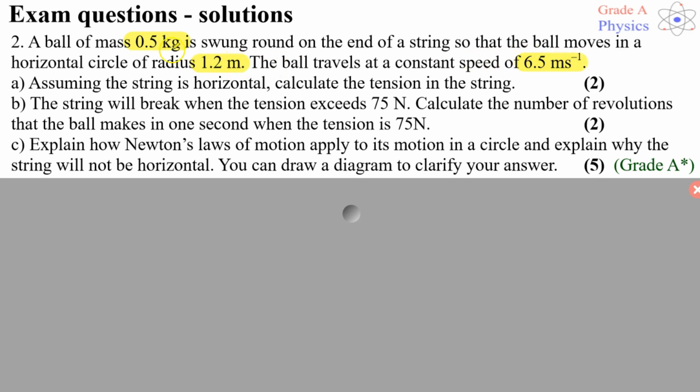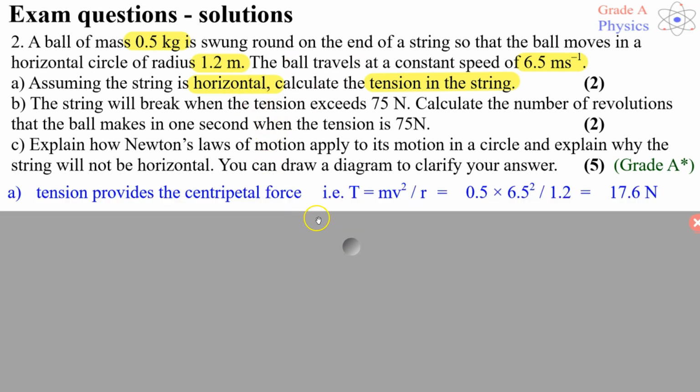We've got the velocity, we've got the radius, we've got the mass, and it says calculate the tension in the string. So assuming that it's horizontal, well, it won't be horizontal. That's not possible. There must be a bit of an angle there in order that there's a vertical component of tension to balance the weight. But we don't need to worry about that at this stage. So this should be a straightforward 2 marks.